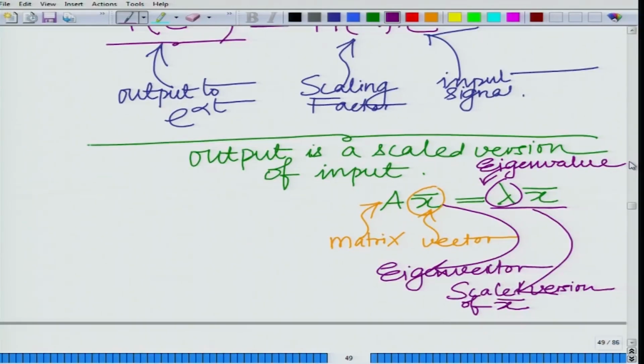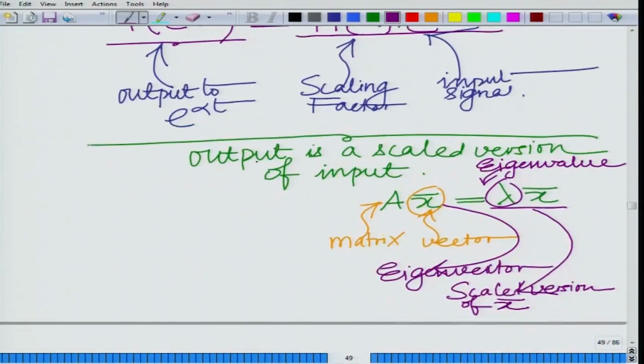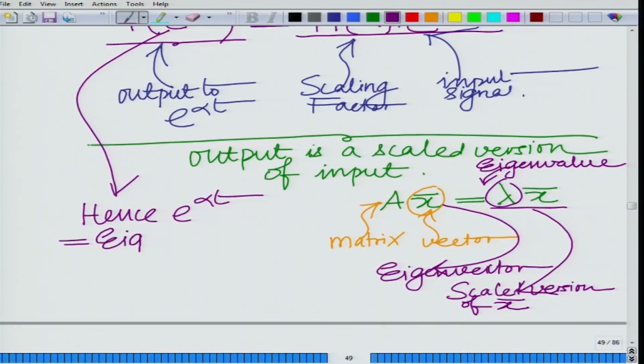Similarly, what you are observing here is that the input is e power alpha t, and the output is simply a scaled version of e power alpha t, that is H(alpha) times e power alpha t. Hence, e power alpha t is the eigenfunction of any LTI system.